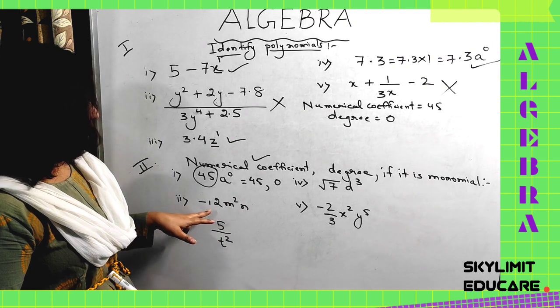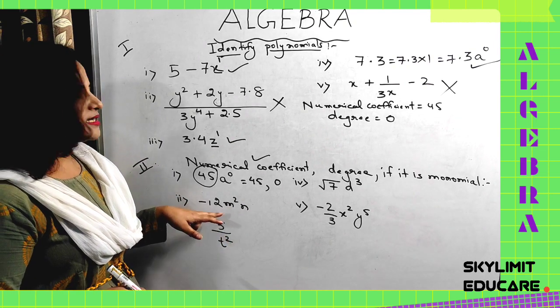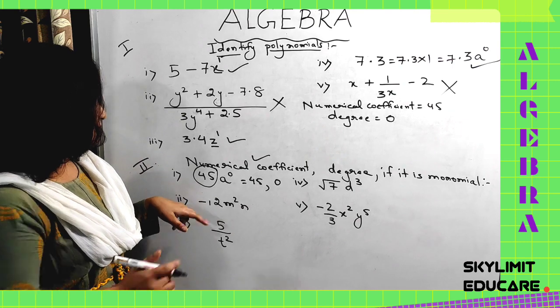Now let's come to the next question. Minus 12 m square n. Now this is a monomial because you can see here, minus 12 is a number.